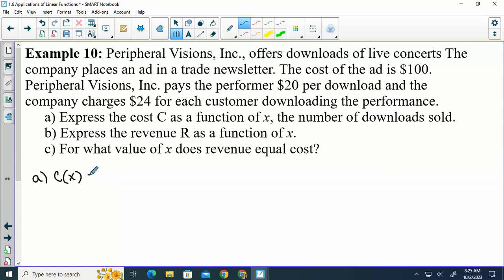So, for the company, what is their one-time cost? That's for the people buying it. The company places an ad for $100 and they pay the performer $20 per download. Okay, so those are the two numbers. Which of those two fees are they paying over and over again? The $20. Every time there's a download, they pay $20. So that's the slope. So it's 20x plus B, the one-time fee. They place that ad one time. So that's my 100.